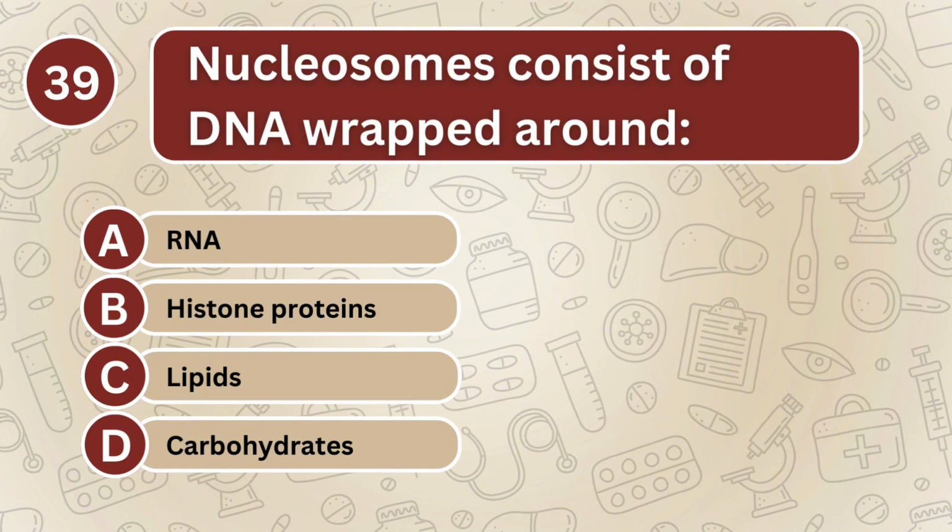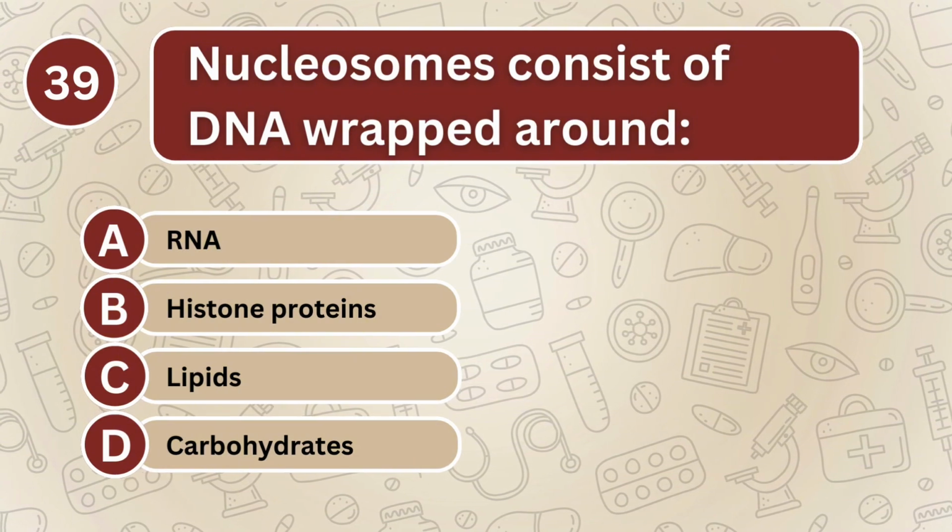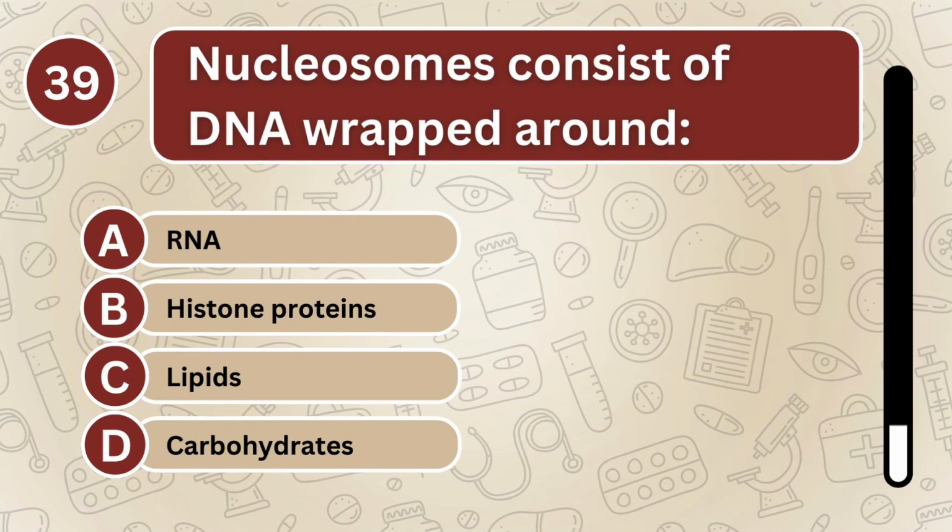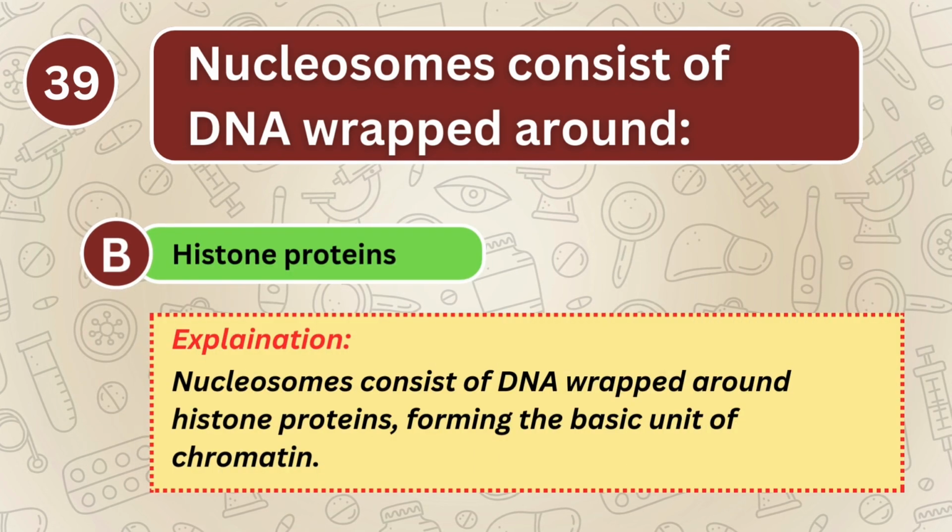Nucleosomes consist of DNA wrapped around A. RNA, B. Histone proteins, C. Lipids, or D. Carbohydrates. Correct answer is B. Histone proteins.